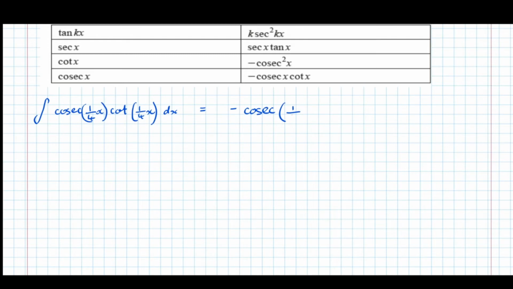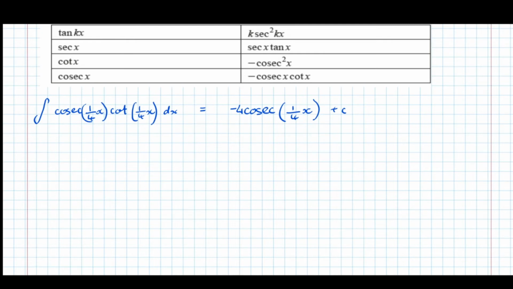So because it was a quarter x, going to do that. And remember, what we need to do here is divide by the differential of the bracket, divide by a quarter. So actually, that puts a 4 at the front. Plus c, so it's minus 4 cosec a quarter x.